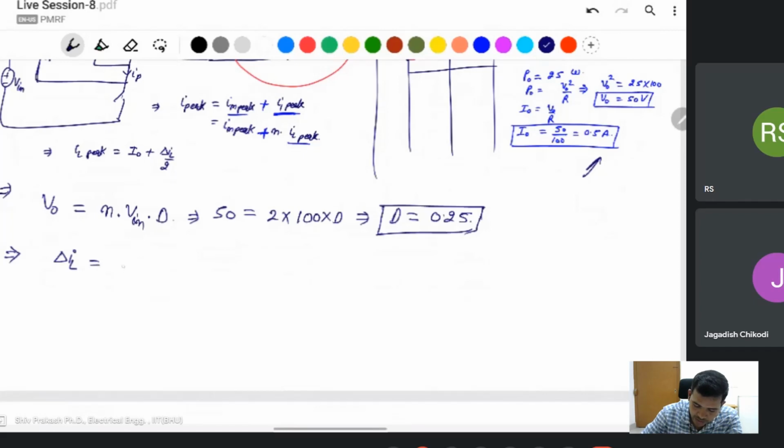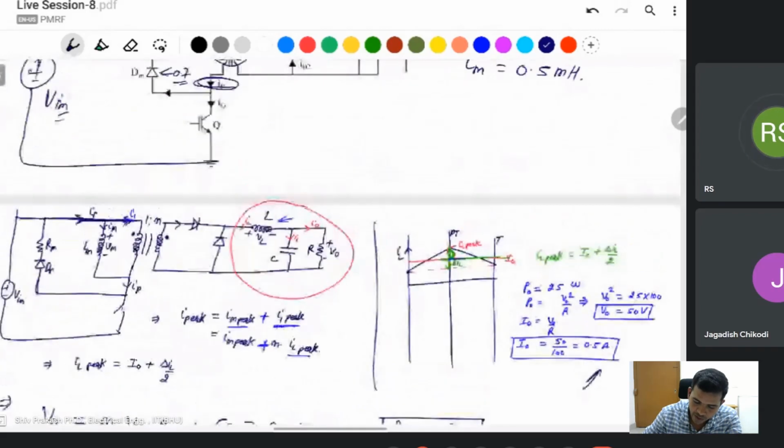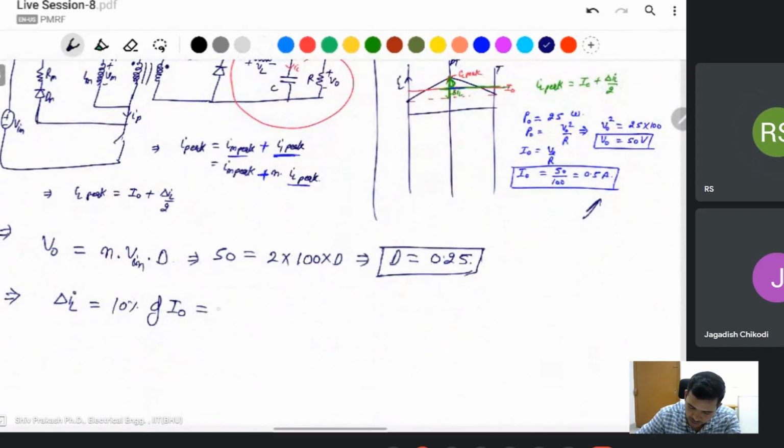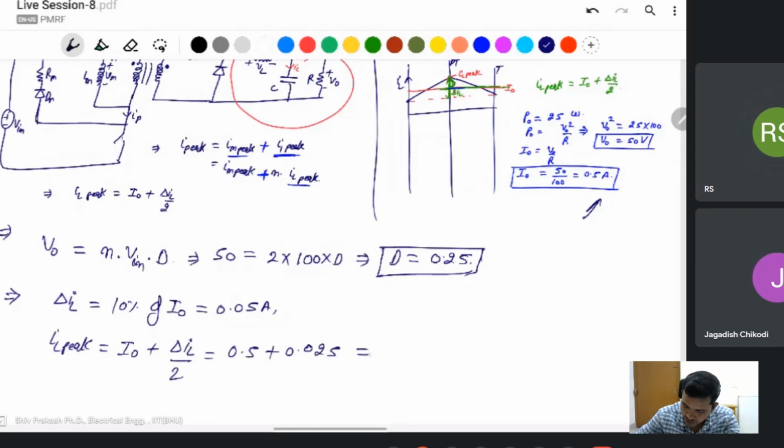Delta IL is equal to 10% of I naught. I naught is equal to 0.5 ampere, then delta IL is equal to 0.05 ampere. Then what is IL peak? I naught plus delta IL divided by 2. I naught is 0.5 ampere plus delta IL by 2, 0.025. It will be 0.5 ampere.